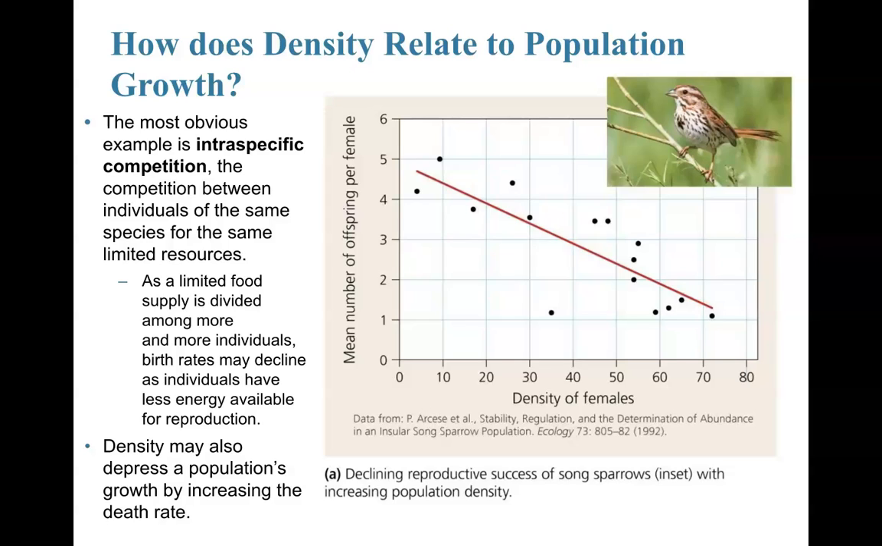Okay, there's more females, less offspring. I don't have to expend that much energy for reproduction because the population will be just fine. It could also be limited resources. Why spend your energy there making offspring? So it's a really neat balance that song sparrows can use, and we see this with many other species as well. Density may also depress a population's growth by increasing the death rate. So that's also pretty interesting too, that density is quite drastically going to affect population growth.